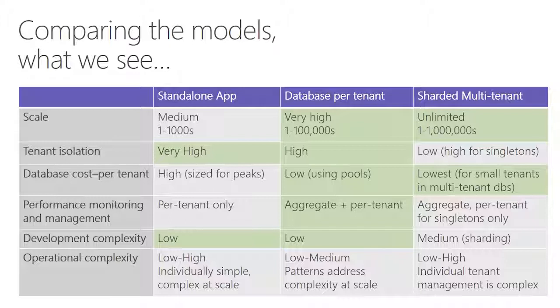And then the multi-tenant database model trades lower per tenant costs for reduced tenant isolation. Using sharding provides effectively limitless scale, but does introduce additional complexity. The sharded multi-tenant model also offers the option to mix multi-tenant and single-tenant databases in one solution, which may be interesting. So, which of the three tenancy models is used in the sample?